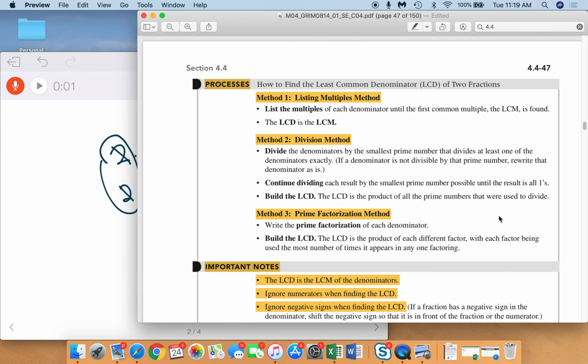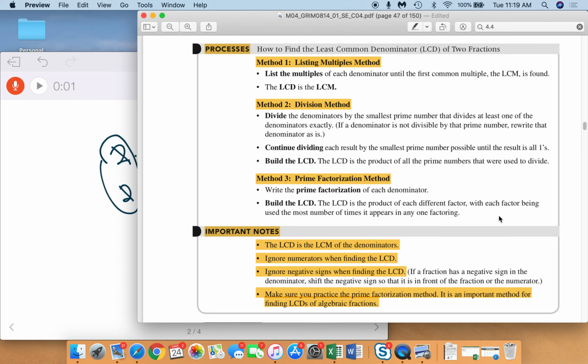So here, just a reminder of the process. For method 1, you list the multiples for each, and you stop when you have the same multiple in common. Method 2 is the division method, similar to what we did for that factorization method last time. So what you do is you divide the denominators by the smallest prime number that divides at least one of the denominators exactly. If a denominator is not divisible by that prime number, rewrite the denominator as is. Then continue dividing each result until you end up with ones at the bottom. Build the LCD. So the LCD is the list of those prime numbers that you divided by.